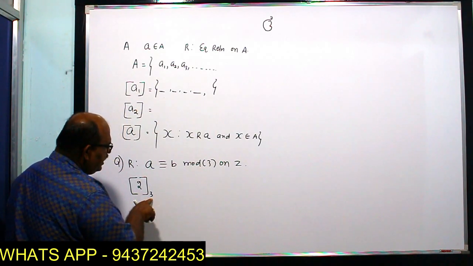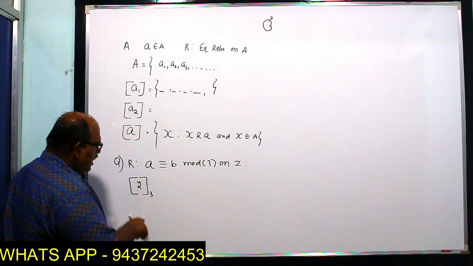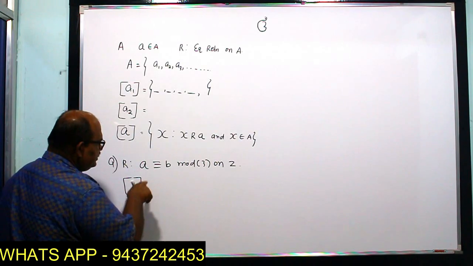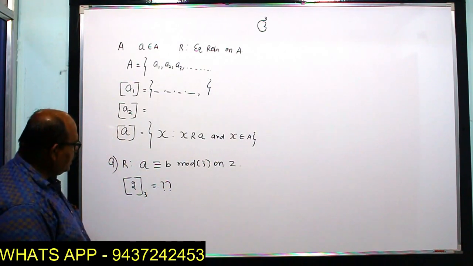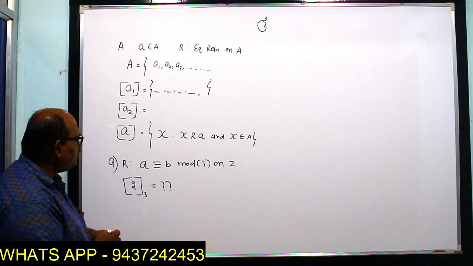Here writing 3 indicates the relation a congruent to b mod 3, and we want to find the equivalence class of 2 for this relation. The relation is a congruent to b mod 3.